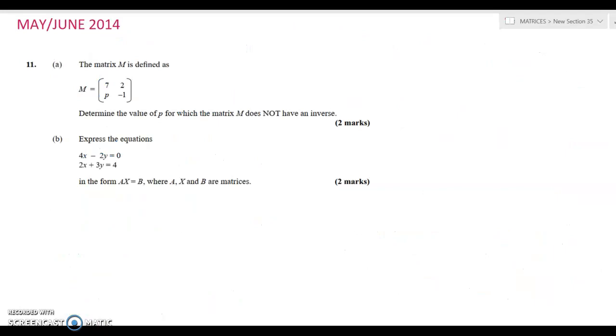Alright, y'all, we're looking at another question. This is May, June 2014. Number 11a: matrix M is defined by 7, 2, P, negative 1. They said determine the value of P for which the matrix does not have an inverse. Now, I would have mentioned this in my video on finding the inverse of a matrix. If a matrix does not have an inverse, that means that matrix is singular. So therefore, matrix M is a singular matrix.